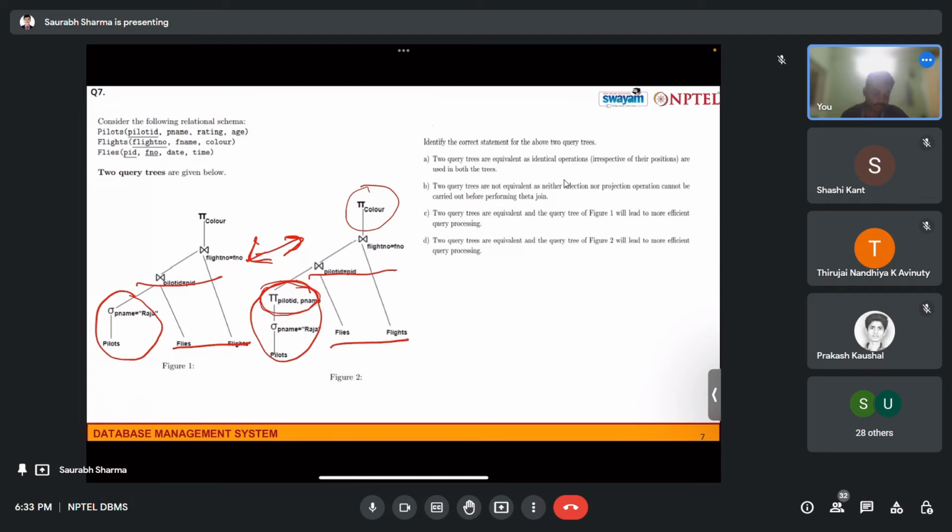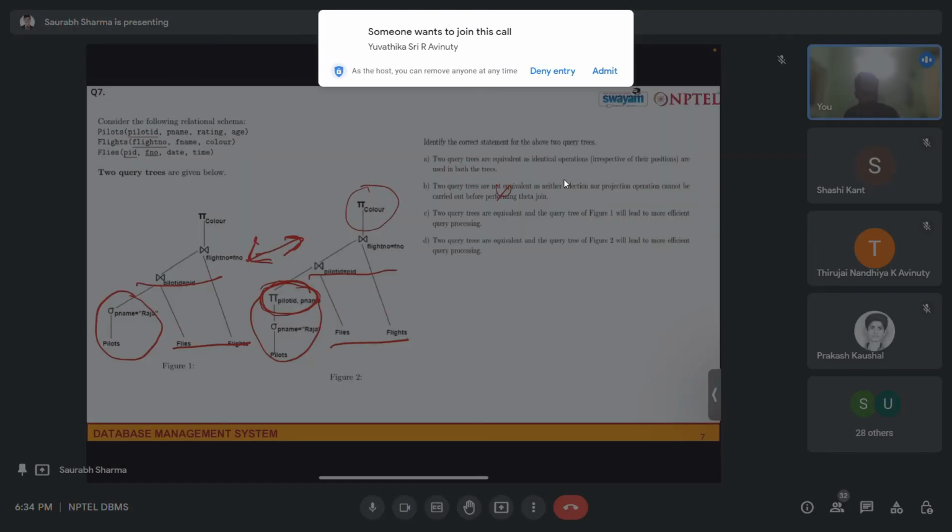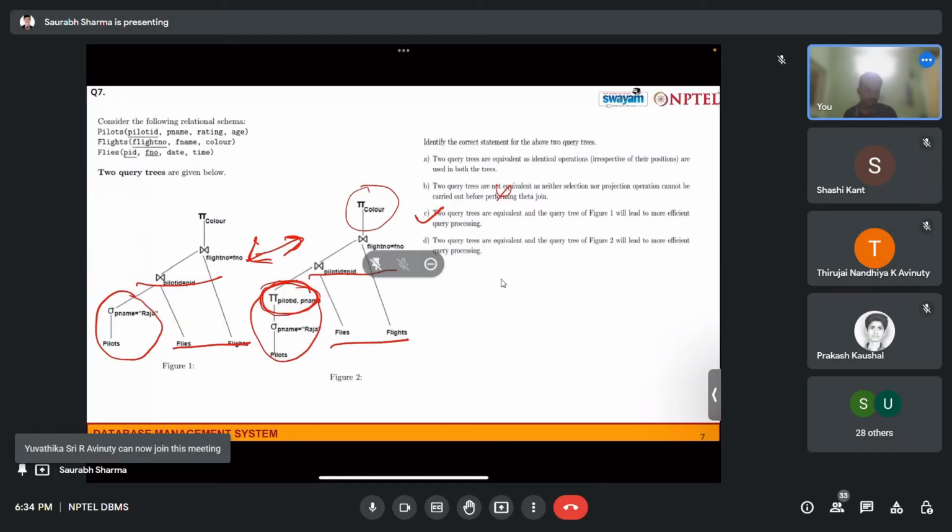Two query trees are equivalent as identical operations irrespective of their positions are used in both the trees. Two query trees are not equivalent, so it is wrong. The two query trees are equivalent and the query tree of figure 1 will lead to more efficient query processing. Yes, because there is one statement which has no use but it is taking some cost. Okay, so C is one correct option. What about D? Figure 2 will lead, so it is wrong.